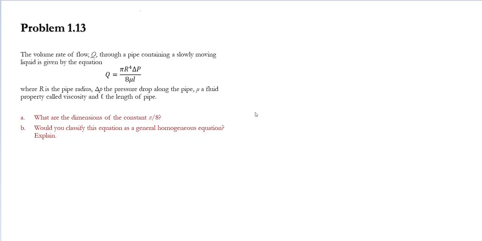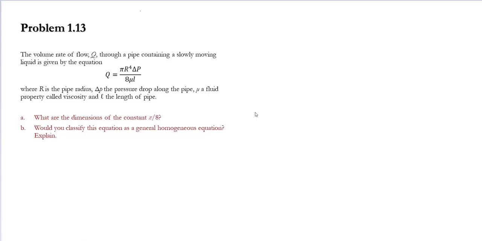Problem 1.13. In this problem, the volume rate of flow Q through a pipe containing a slow-moving liquid is given by the equation Q equals pi r to the fourth delta P over 8 mu L, where r is the pipe radius, delta P is the pressure drop along the pipe, mu is the fluid property known as viscosity, and L is the length of the pipe.